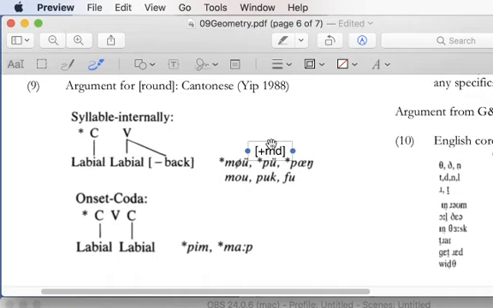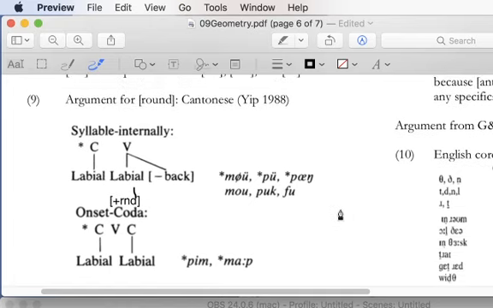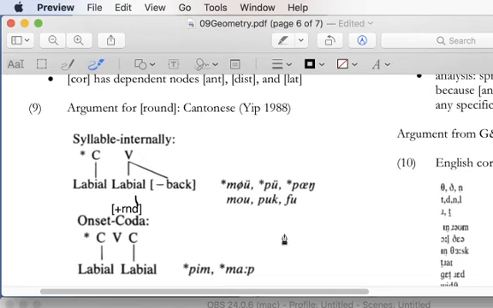Basic idea here is that plus round lives underneath that labial node, and so the only way to get that vowel to be round is to have it specified for labial. Once you do that, we know that the preceding consonant is also labial, and so this is going to be an OCP violation.